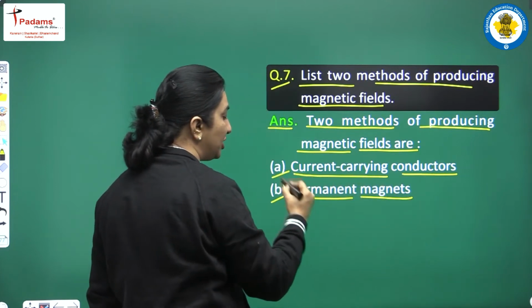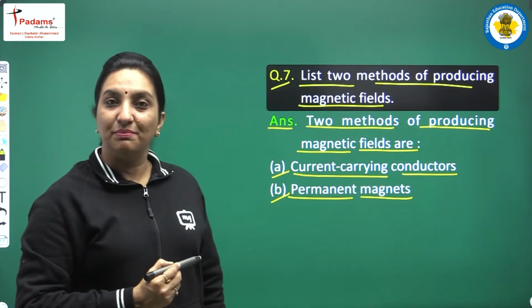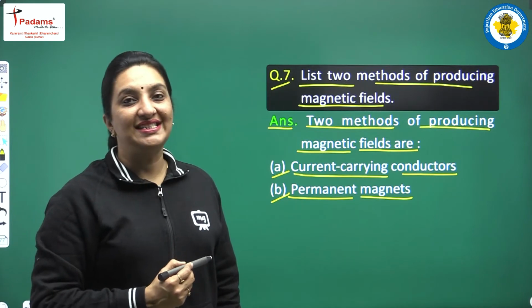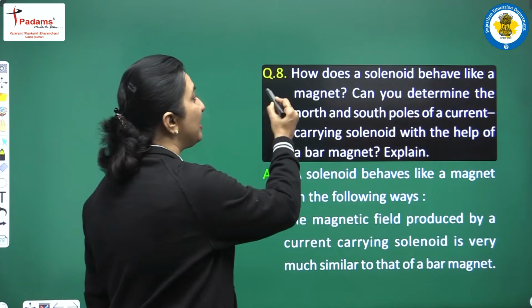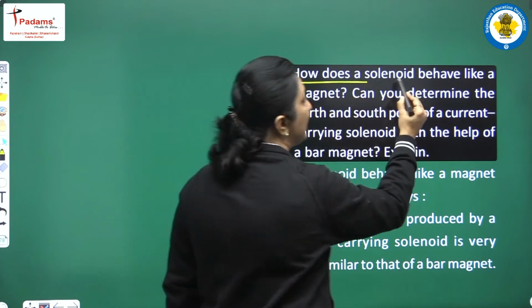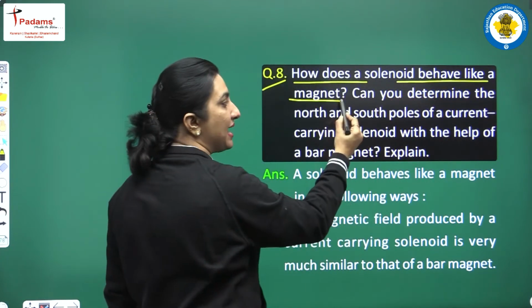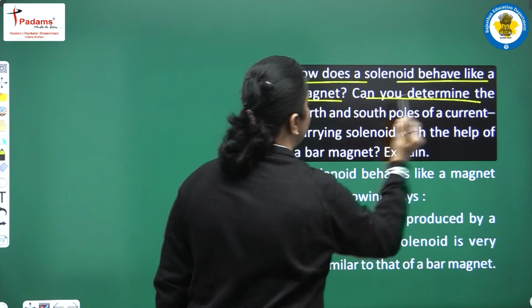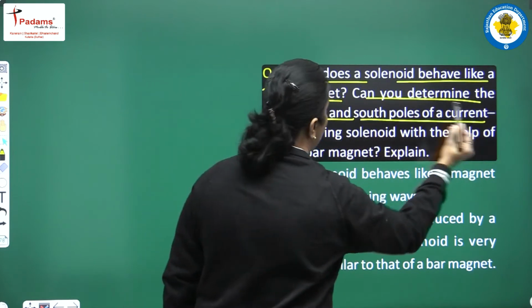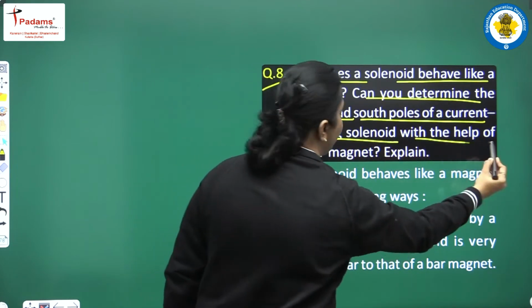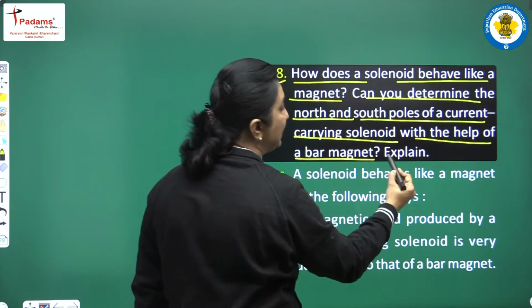So here we have given the 2 options A and B. Right students? Now let's see the next problem. Question number 8. How does a solenoid behave like a magnet? Can you determine the north and south poles of a current carrying solenoid with the help of a bar magnet?